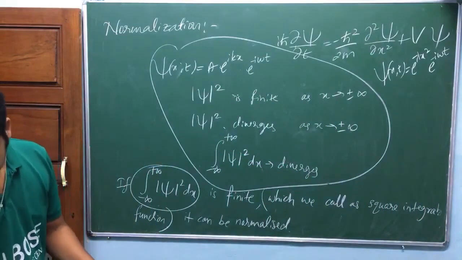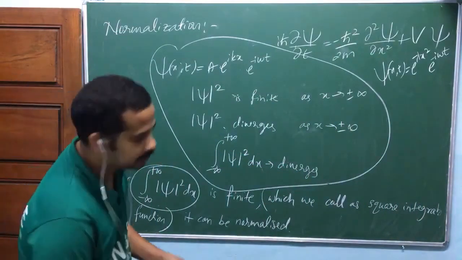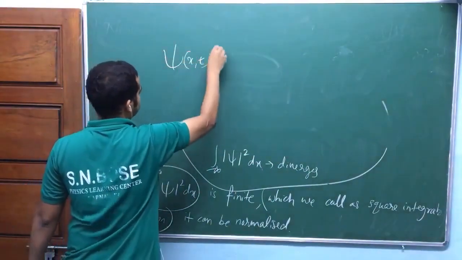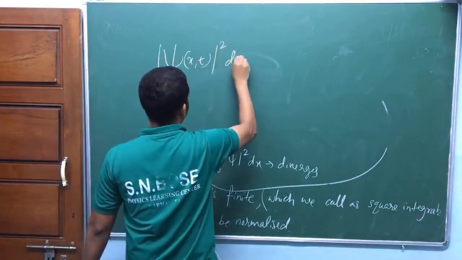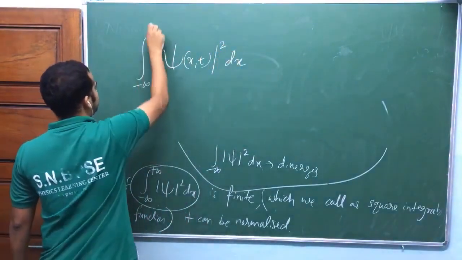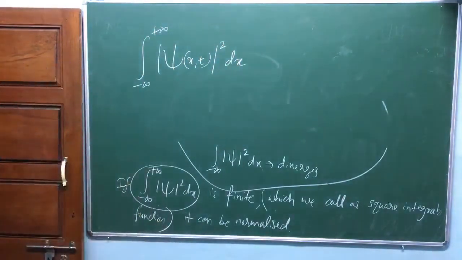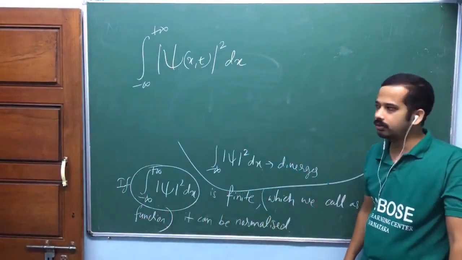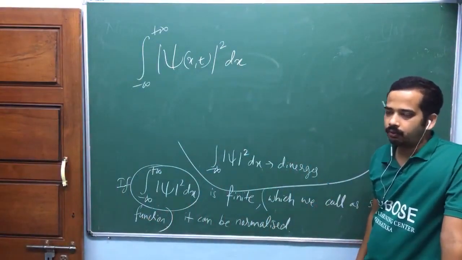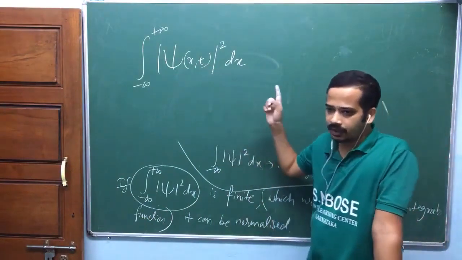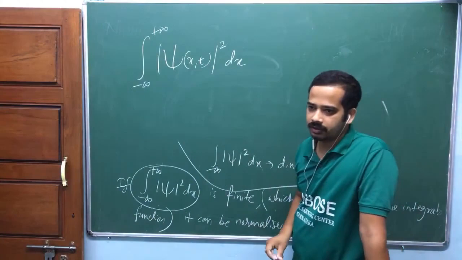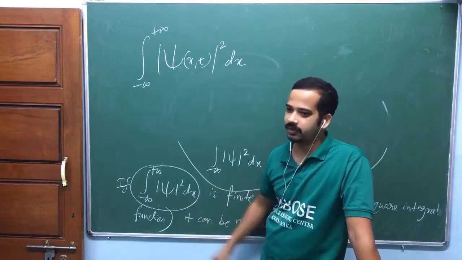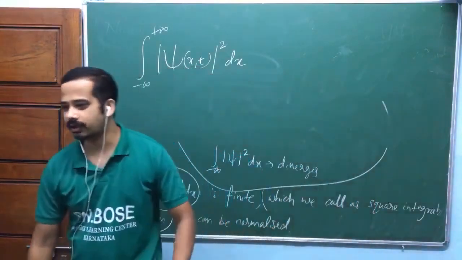Now I'll give some theorems here. What's the time? 7:18. The integral of mod psi of x comma t whole square dx from minus infinity to plus infinity. You are integrating with respect to x, isn't it? It's a function of two variables. If you integrate with respect to x, the time variable should remain, isn't it? But usually it will not. If you do this integration, the time variable will not remain at all.